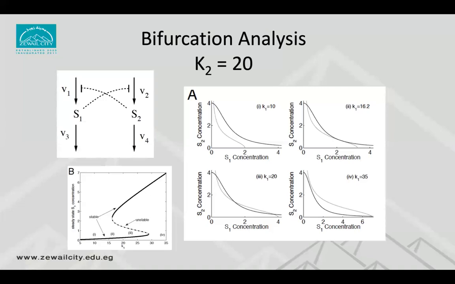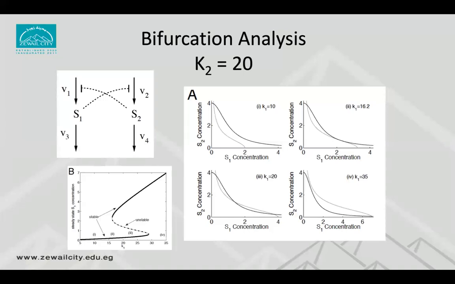Okay, but now as we increase K1, the reaction is producing S1, so at a very large K1 we come to a steady state that has very large values. And the more we increase K1, the more that increases. But in between, we have this bifurcation. We have two steady states in that region.